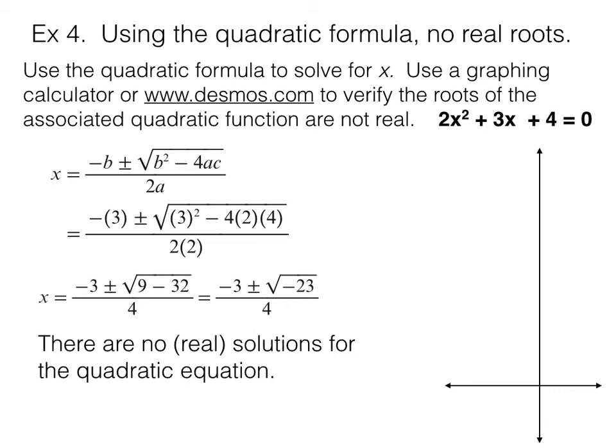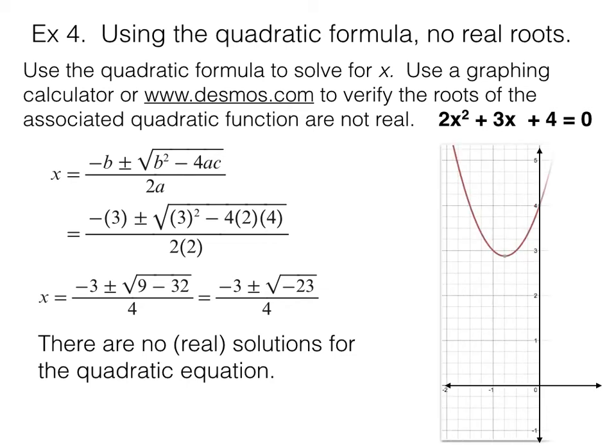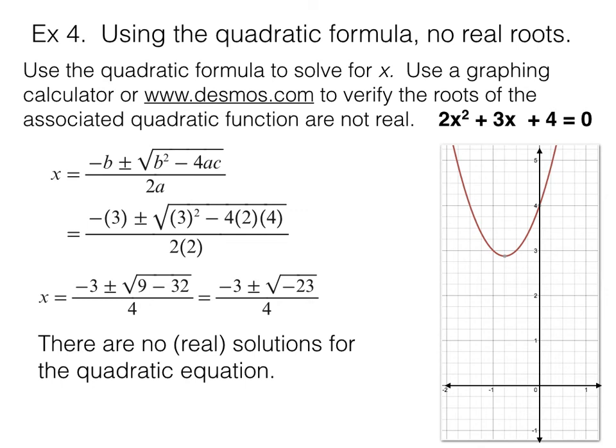So it's always good to have a graphical picture of what this looks like. If we use Desmos again and typed in f of x equals 2x squared plus 3x plus 4, and we graphed that, we would notice that the graph does not go through the x-axis. That's how we know there are no real solutions.